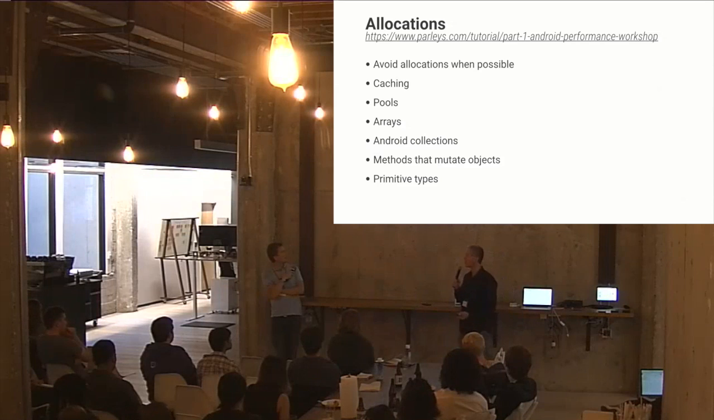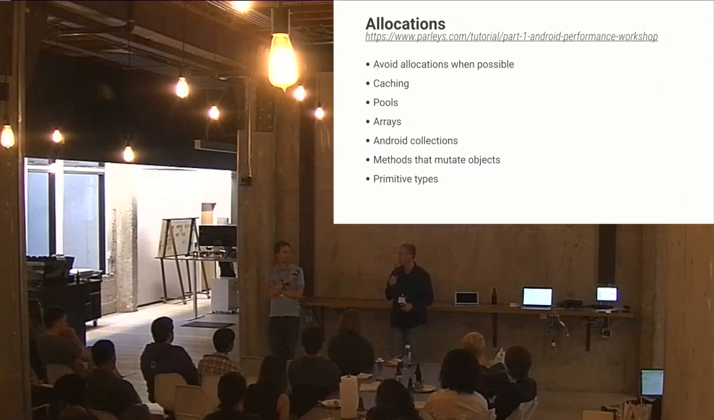Primitive types, always prefer primitive types like int, float, over things like Integer and capital F Float. There's simply more memory taken up by these things. There's also more processing time in terms of accessing the values inside.